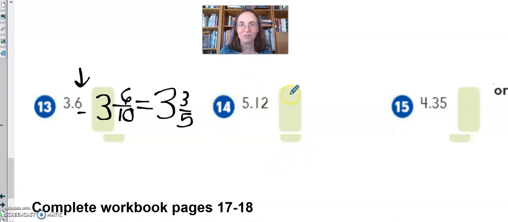5 and 12/100. 5 and 12/100. Done. 4 and 35/100. 4, oh, I'm so sorry, you guys. I just rewrote the decimal. Ay, ay, Miss Foster, stick with your directions here. That would be 5 and 12/100.